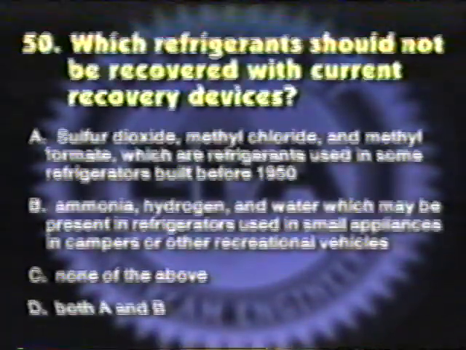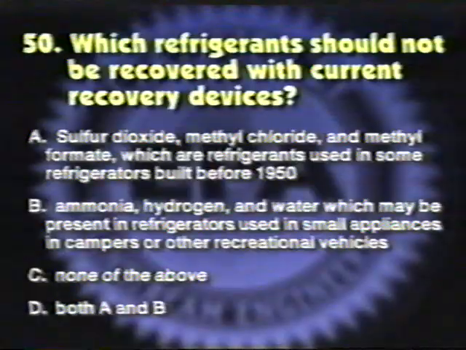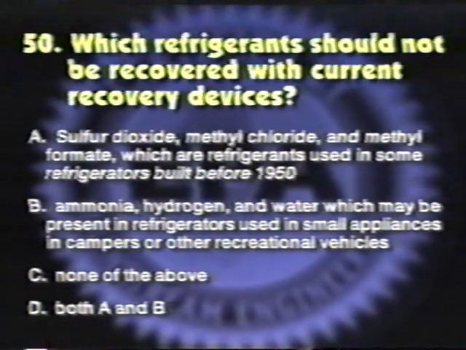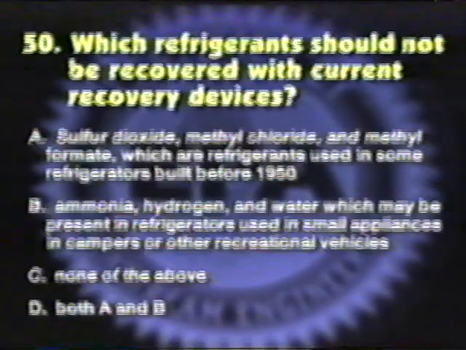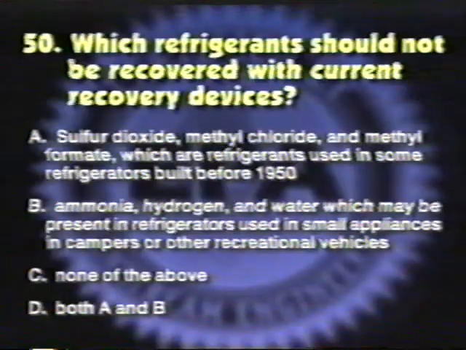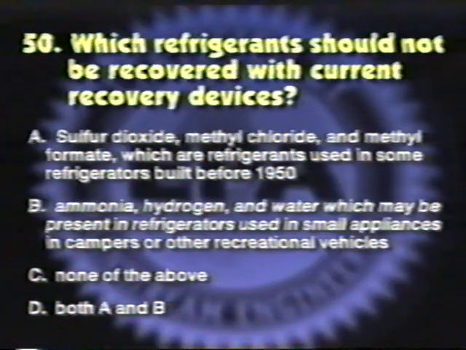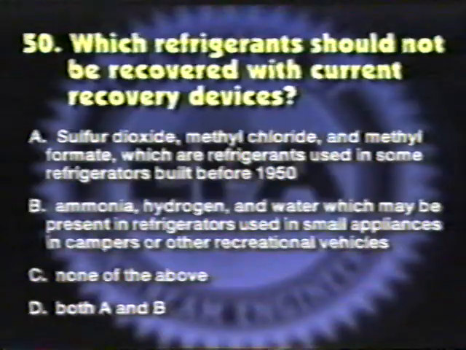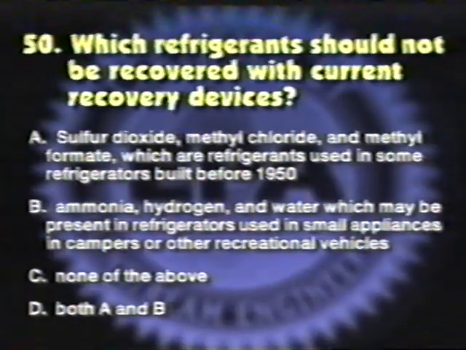Which refrigerants should not be recovered with current recovery devices? A. Sulfur dioxide, methyl chloride, and methyl formate, which are refrigerants used in some refrigerators built before 1950. B. Ammonia, hydrogen, and water, which may be present in refrigerators used in small appliances in campers or other recreational vehicles. C. None of the above. D. Both A and B.